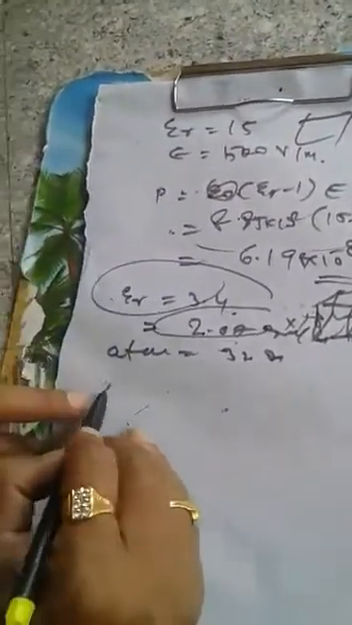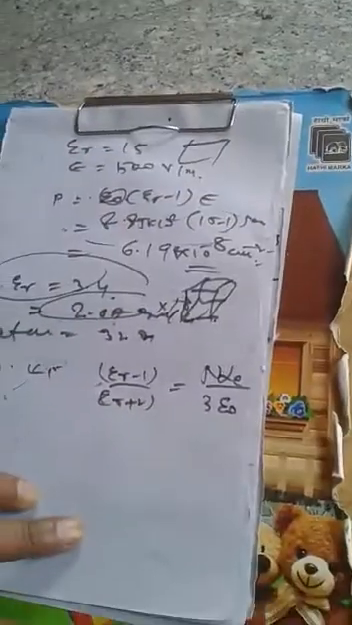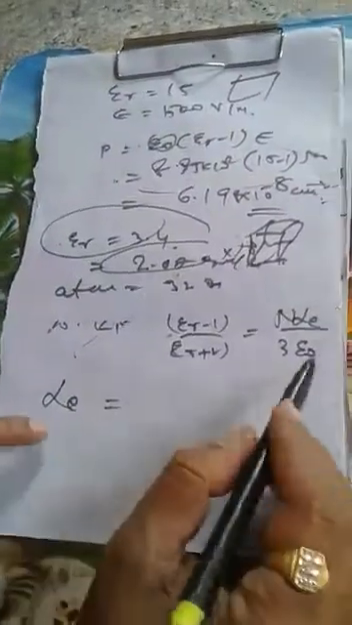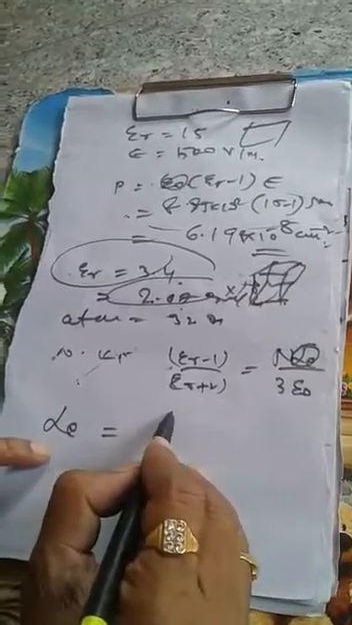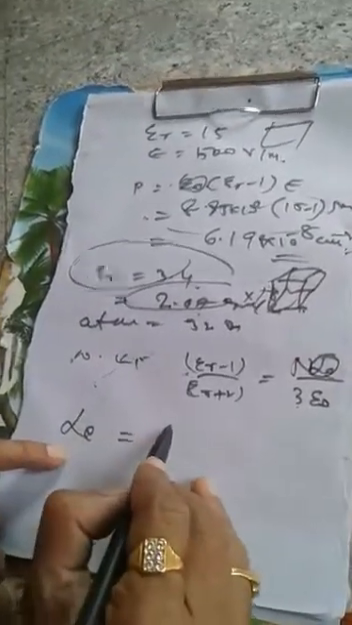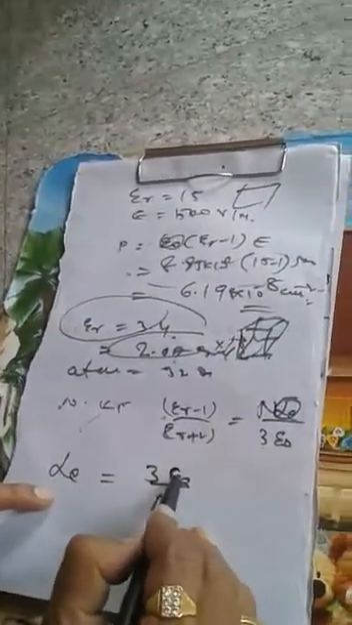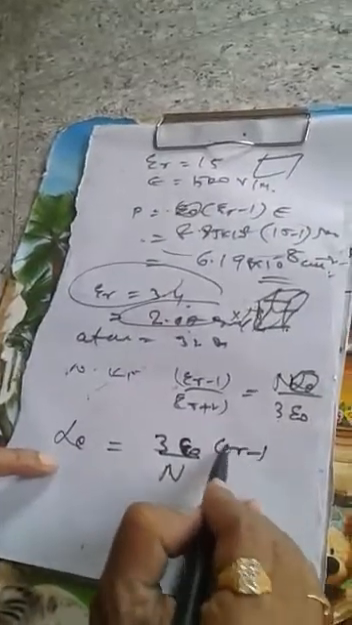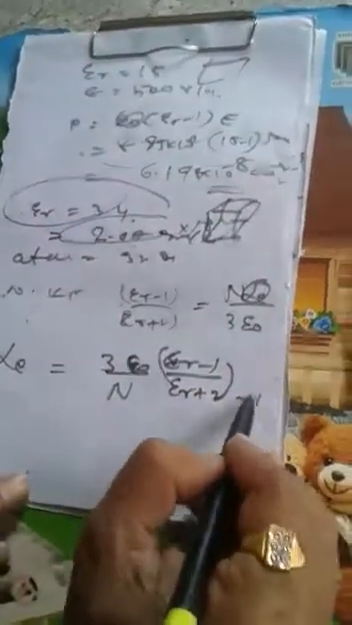According to that, we have the relation: (εr − 1)/(εr + 2) = N αe / (3 ε0). This is the standard relation. Keeping αe as it is, the 3ε0 goes up and N comes down: αe = 3ε0 (εr − 1) / (N (εr + 2)). This is equation number 1.